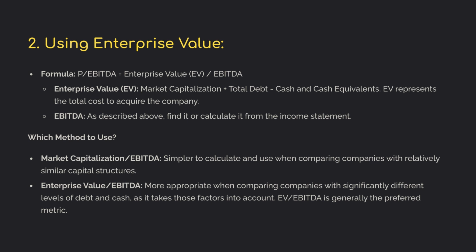Which method to use? Market capitalization over EBITDA is simpler to calculate and used when comparing companies with relatively similar capital structures. Enterprise value over EBITDA is more appropriate when comparing companies with significantly different levels of debt and cash, as it takes those factors into account. EV/EBITDA is generally the preferred metric.